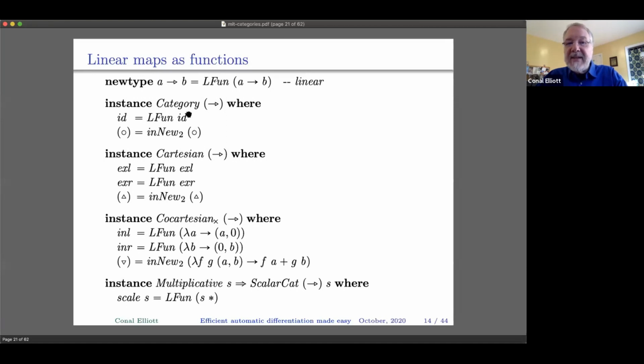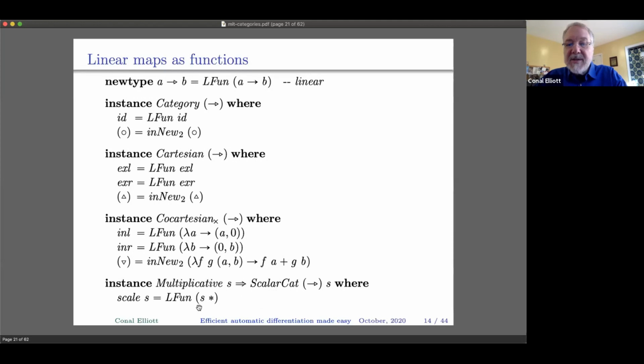And so now I'm giving the instances, the definitions of identity and composition and so on. They're really just wrappers around function identity and composition for category and Cartesian, but not for co-Cartesian. For co-Cartesian, the way you inject a value into a pair is you just use 0 for the missing value. So A goes to (A, 0), B goes to (0, B). And what does join do? It does addition. If you use these definitions of the injections and join, the co-Cartesian laws hold, and therefore it's a unique solution.